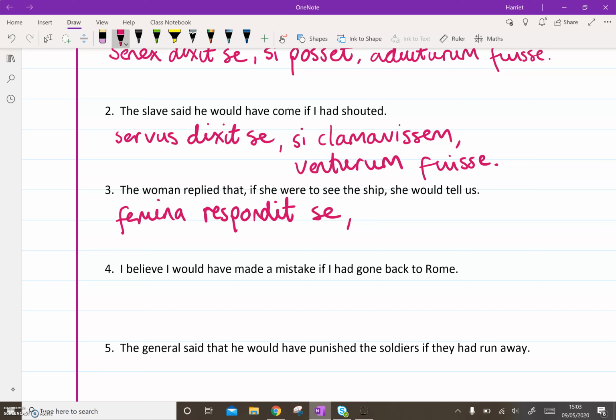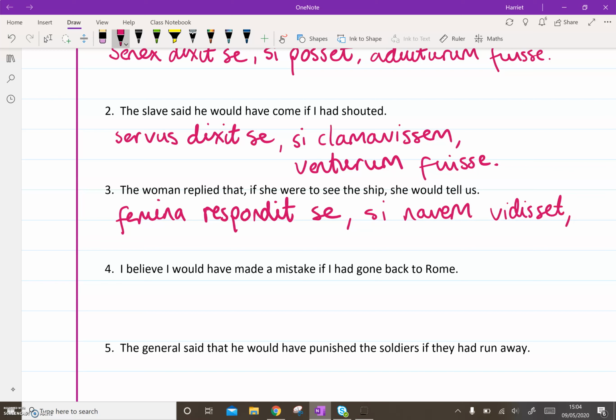So although it maybe doesn't look like it in the English, we then have to use the pluperfect in the Latin to show that it's a completed action. Because if you think about this happening not as an indirect statement, you would say in Latin, if she will have seen the ship, she will tell us. So you'd use that future perfect. What happens to a future perfect when it goes into a historic conditional? It becomes pluperfect. Okay, so si navem vidisset then.